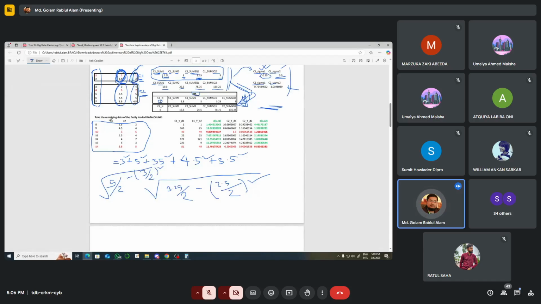It is mentioned that we take the remaining data of the newly loaded data chunk. Okay, so these are the rest of the data points.